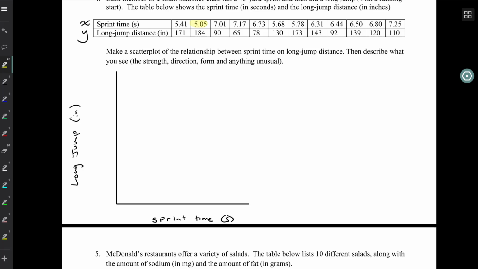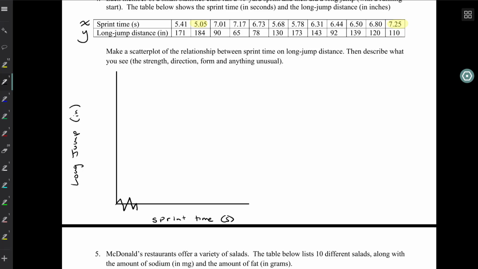5.05 seconds, that was my min. And then the slowest sprint time looks like it was 7.25 seconds. That was the slowest. Okay, so I want to go from 5.05 to 7.25. Now, remember that I said before we might want to do a broken line on the x-axis. In our lecture video, I mentioned that because that's wasted space to count from 0 all the way up to 7. We don't need to do that, okay?